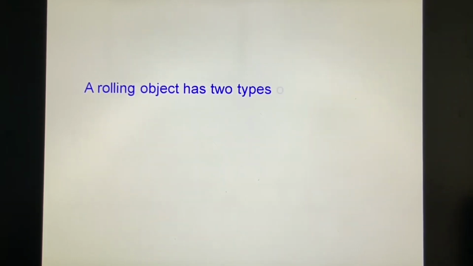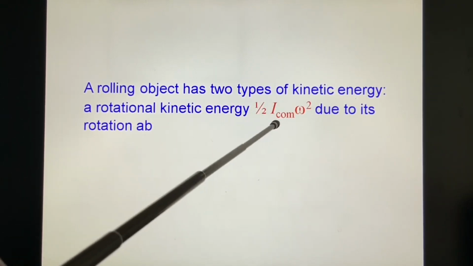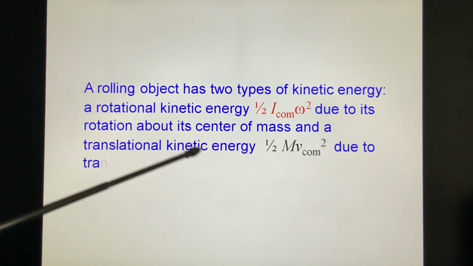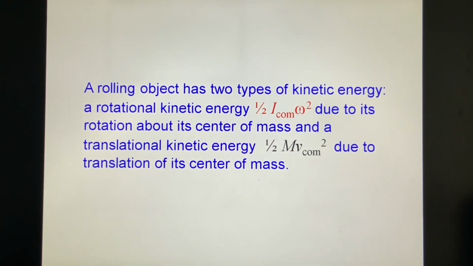A rolling object has two types of kinetic energy: a rotational kinetic energy, half I_com omega squared, due to its rotation about its center of mass, and a translational kinetic energy, half m v_com squared, due to translation of its center of mass.